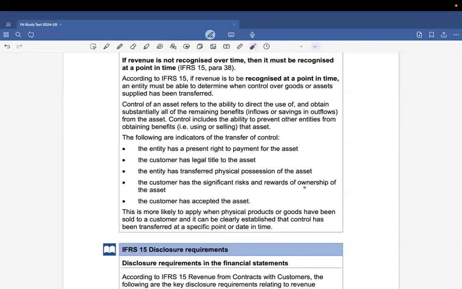Next one, the customer has significant risk and rewards of ownership of the asset. While the product is being made, the customer bears all the risk and reward for it. Next one, the customer has accepted the asset. Now the customer has accepted that this is my product, so you can sell it to me. Then that also means that you can record the revenue. Clear now?